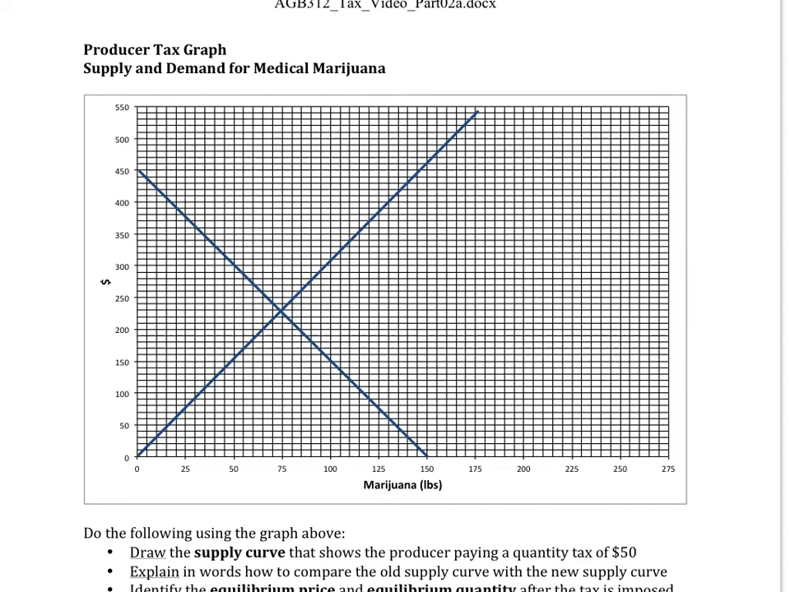So the first thing is we want to draw the supply curve that shows the producer paying a quantity tax of $50. Because we're talking about the producer, we're going to be talking about the supply curve. And remember, the supply curve is the same thing as a marginal cost curve. That marginal cost curve is telling us how much it will cost in terms of additional resources to produce that next unit of output. So what the marginal cost curve is showing is the actual resource cost.